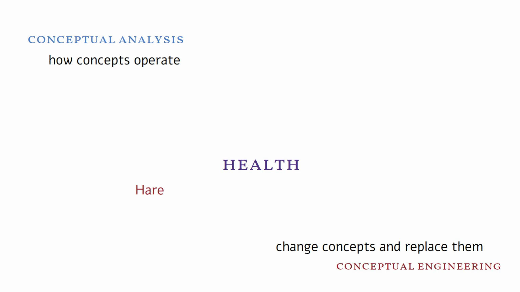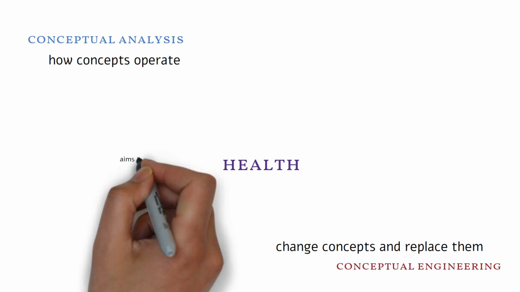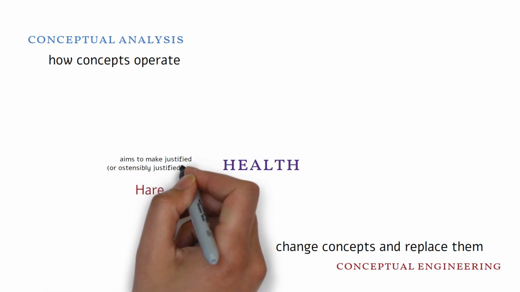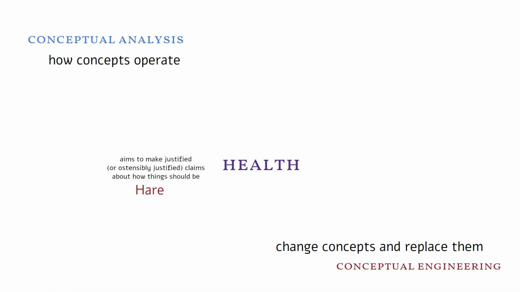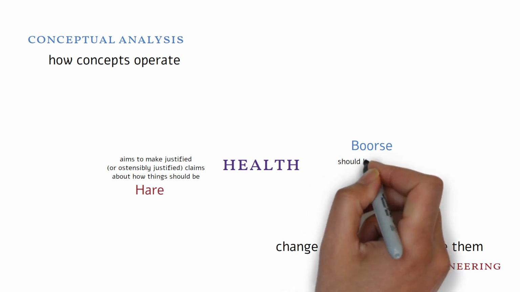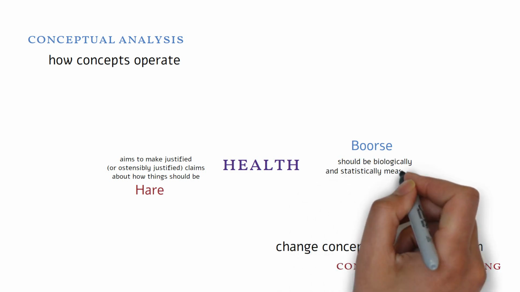Ironically, he's not saying health should be normative in the context of, say, drapetomania, just that it is normative, that it aims to make justified or ostensibly justified claims about how things should be, potentially regardless of what the science may or may not say. Just as ironically, Boorse, on the other hand, seems to be involved in at least a little bit of conceptual engineering, especially around psychology and mental health, by stating that disease should be biological and statistically measurable.